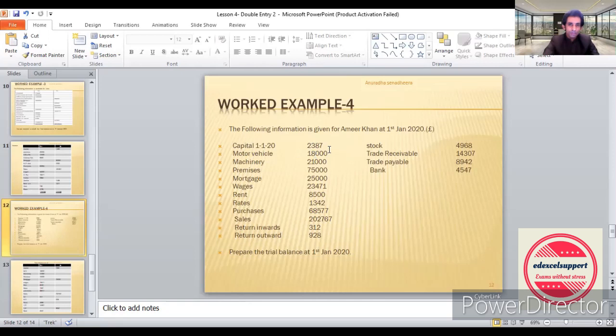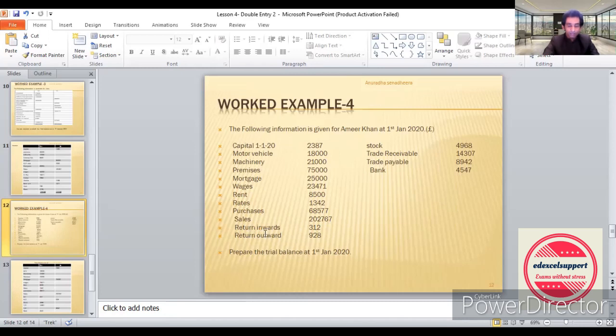Capital is going to the credit side. Motor vehicle is an asset, therefore it should be on the debit side. Machinery is an asset, therefore debit side. Premises is an asset, debit side. Mortgage is a liability, credit side. Wages is an expense, debit side. Rent is an expense, debit side. Rates is an expense, debit side. Purchases is an expense, debit side. Sales is an income, so it goes to the credit side.